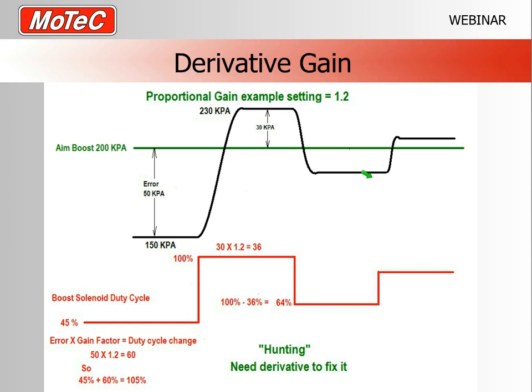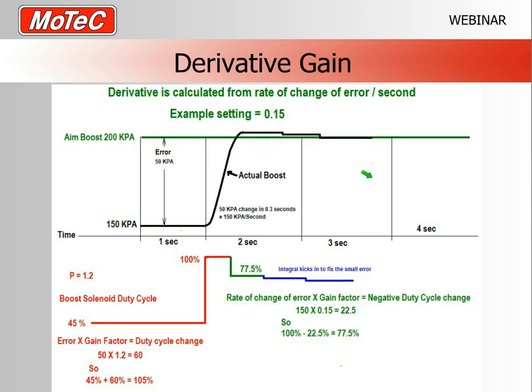And as you're tuning the system, hunting is what you will get until you get it correct. So we need something to back the solenoid off when we see that it's getting close. In the real world, if you were controlling this manually and you could see the boost coming up, you would shut the thing off, because you could see at this point here that this thing is going to overboost if I don't do something about it. So the derivative gain part of the PID calculation does that.